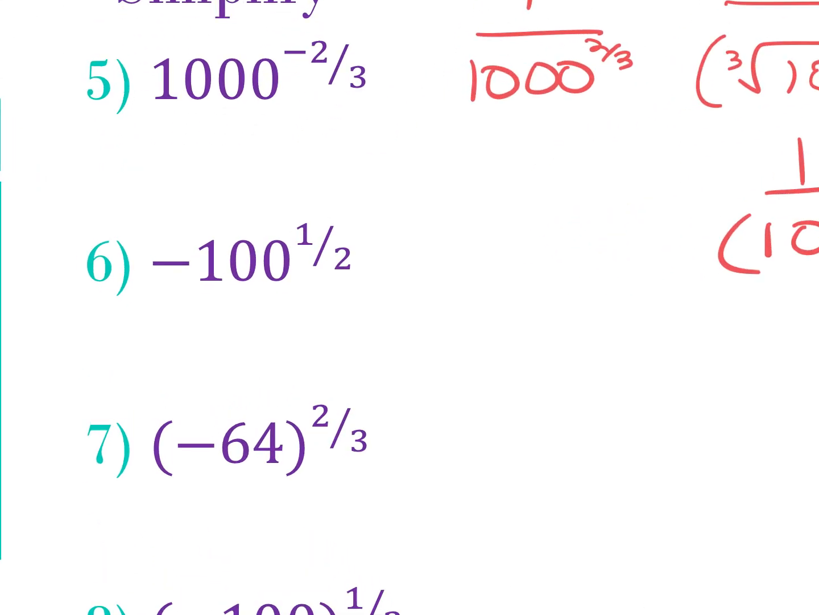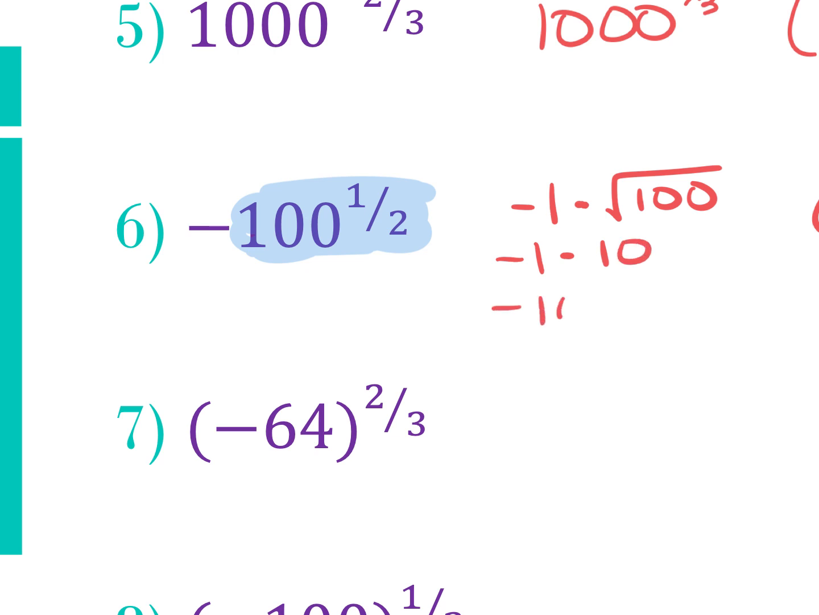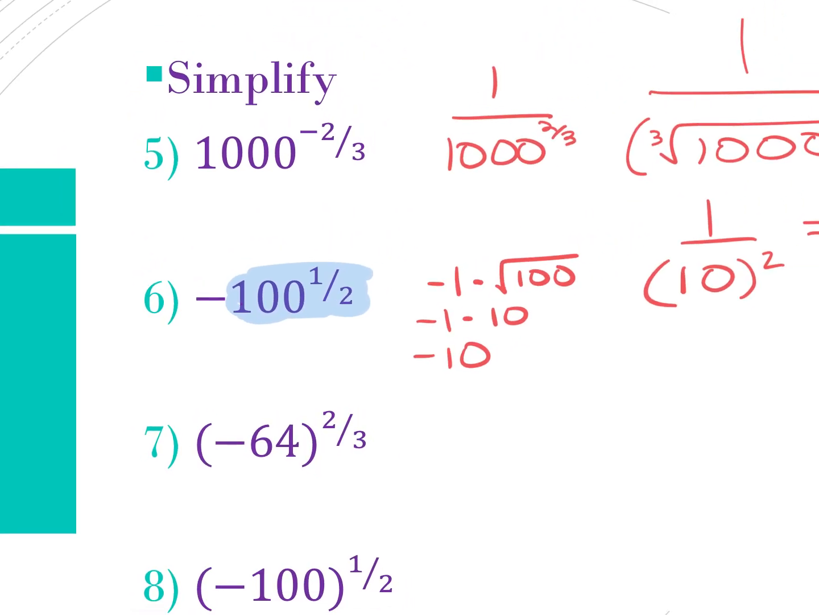Now, for this one, remember there are no parentheses here. So what this is really saying is the only thing that's being raised to the 1/2 power is the 100. So really what this is saying is it's like a -1 times the square root of 100. So then the square root of 100 is 10. And then when I multiply that, the answer is -10. So be very careful when the bases are negative.